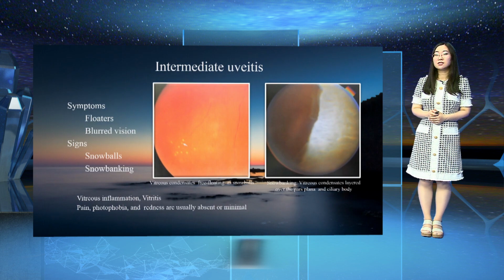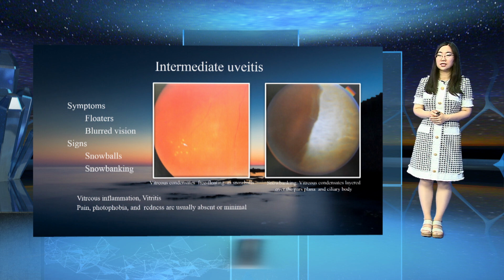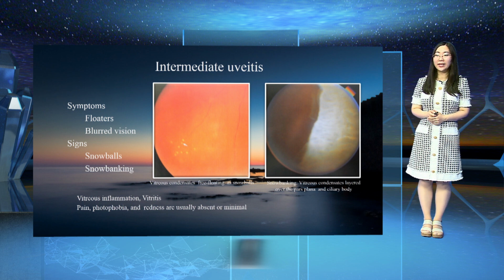Intermediate uveitis usually is painless. Symptoms of this type of uveitis include blurred vision and floaters, typically in both eyes. The typical signs are snowballs and snowbanking. These are snowballs in the anterior vitreous, and this is a snowbank.